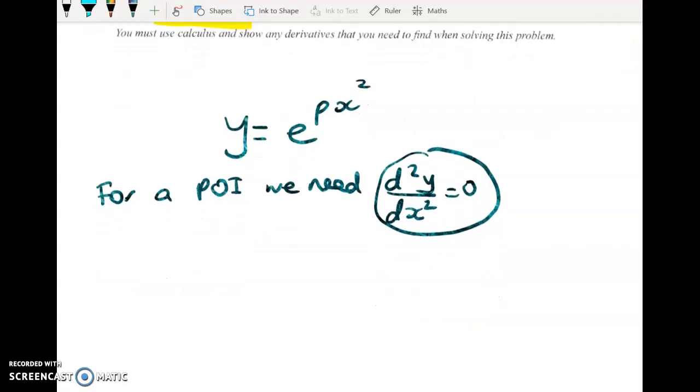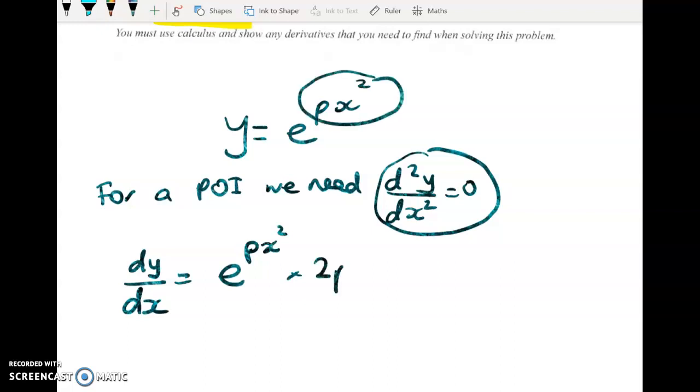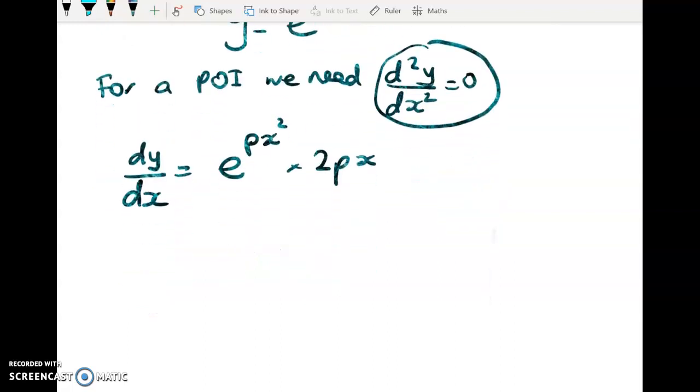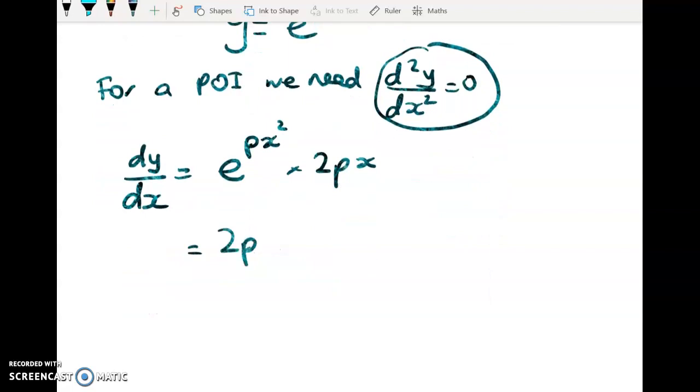Okay, so all we've got to do is differentiate once and then differentiate again. So dy by dx is equal to e to the power of px squared times the derivative of this function, which is 2px. I'm going to write that out nicely. So 2px times e to the px squared, and that's just using the chain rule.